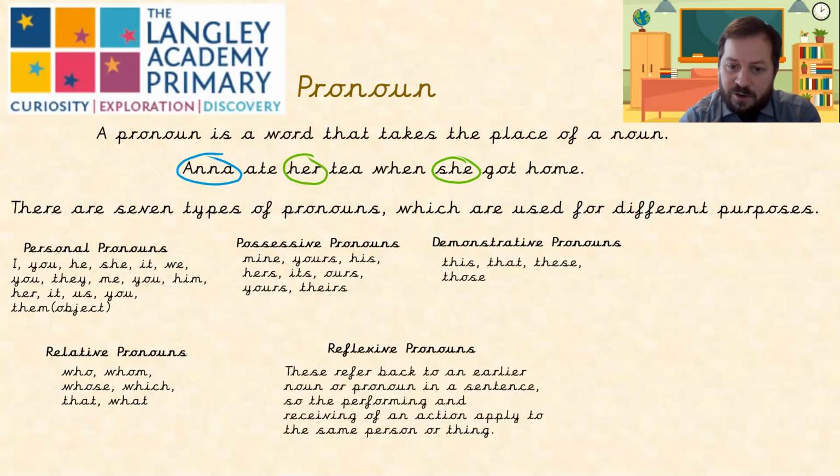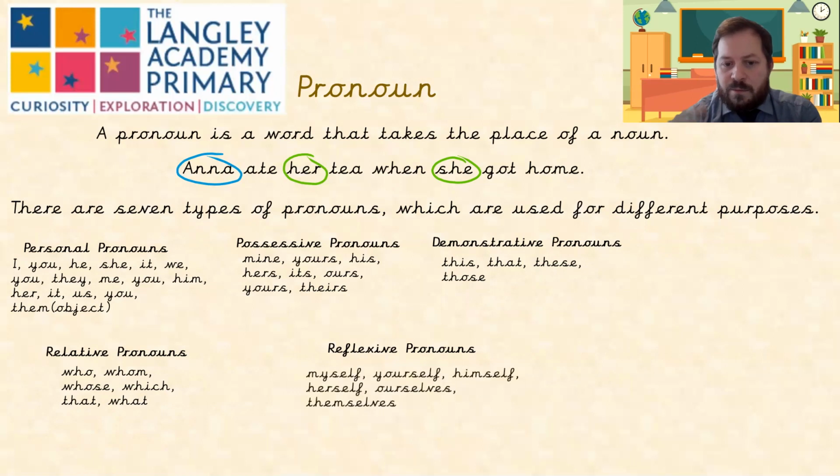Then you've got reflexive pronouns. So these refer back to an earlier noun or pronoun in a sentence. So the performing and receiving of an action is applied to that person or thing. So it's when you're talking in a sentence and you think about a person and you're describing them, and then you refer back to them when they're doing something. So myself, yourself, himself, herself, ourselves, or themselves.